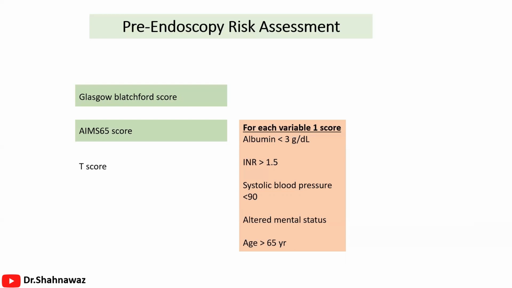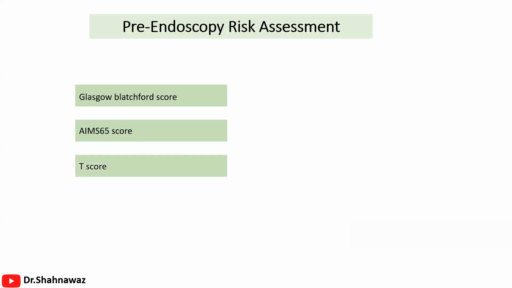If the score is more than two or three, then we should admit the patient to the ICU and have close observation of the patient. The T-score is also considered while we do the pre-endoscopy risk assessment, but it is not as important. The first two are important and mostly taken into consideration for the risk assessment.